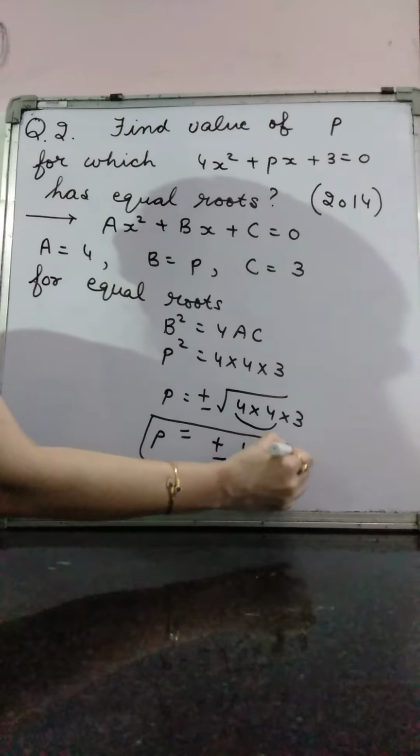You can cancel out constants but not variables. Take p common, p minus 3. So the values are 0 and 3. Since if p is 0, so a will be equal to 0, but a will never be equal to 0. So the answer is just 3. For equal roots, the value of p is 3.